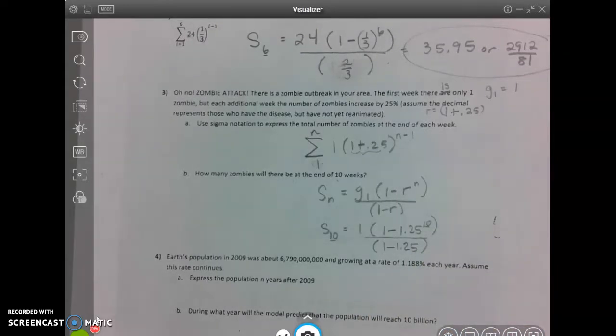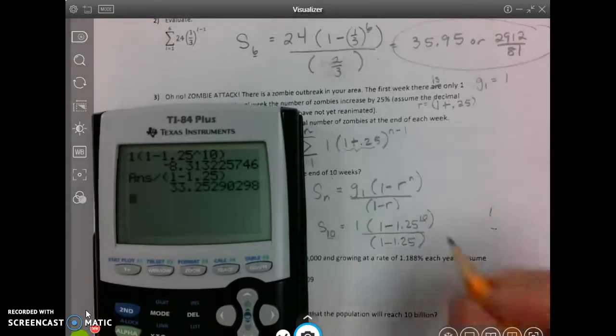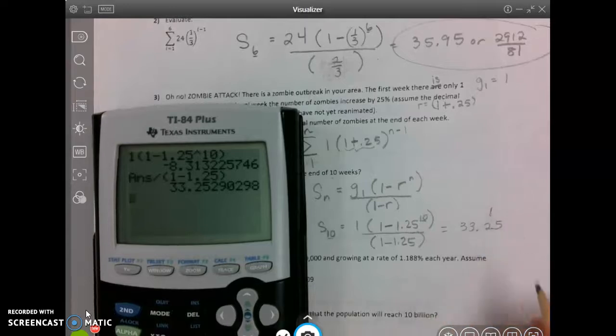Calculator. 1, parentheses, 1 minus 1.25 to the 10th. And then I'm going to divide that by, in parentheses, 1 minus 1.25. And I get 33.25. So between 33 and 34 zombies.